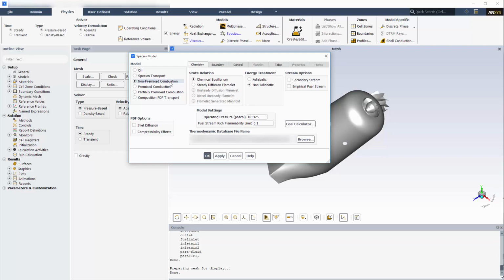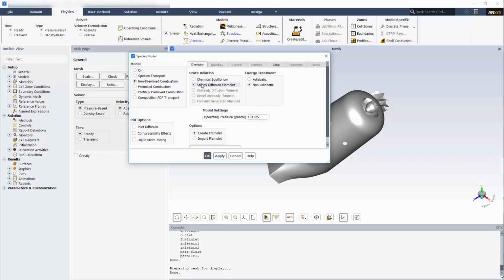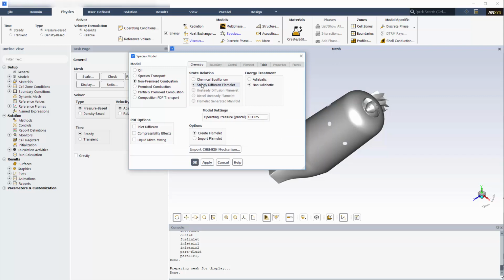State relation describes the thermodynamic state of the species in the flame. If the equilibrium option is selected, reactants and products are considered to be in a state of dynamic equilibrium, and the detailed kinetics of the reaction mechanism are not required. In contrast, the steady diffusion flamelet model uses detailed chemical kinetics to describe the combustion reaction. Flamelet structures may be imported from an external file or can be generated in Fluent.